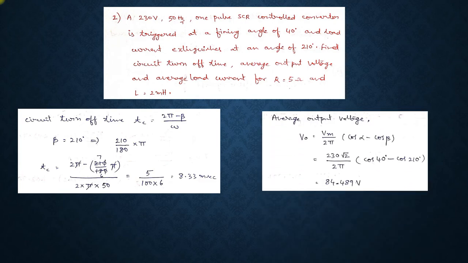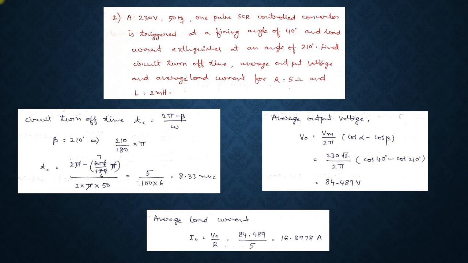So let's move forward to identify average output voltage. So average output voltage formula is V naught is equal to Vm by 2 pi into cos alpha minus cos beta. Same thing, this part I have already explained. You can go back and check my videos. So the value will be 84.489 volt. So load current will be V naught by R, simply 84.489 divided by R, which is given as 5 ohm only. So divided by 5, it will come around 16.8978. Very simple concept.